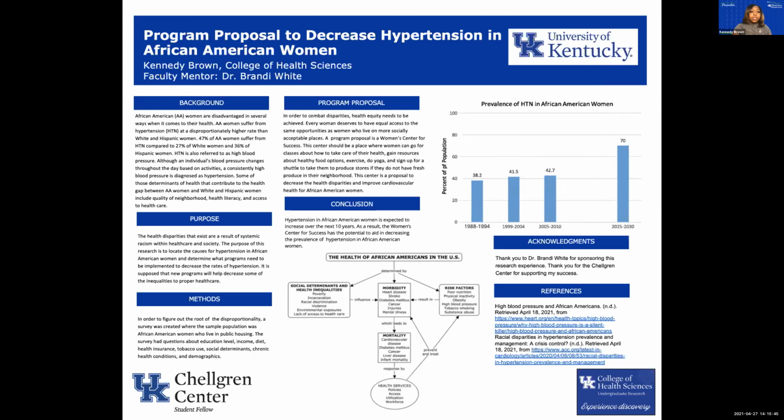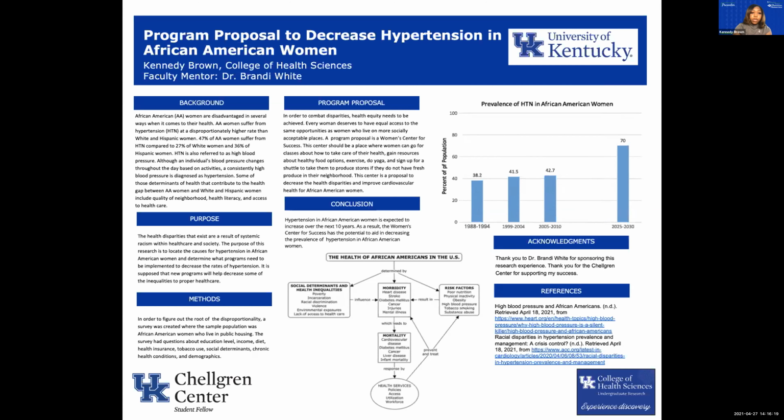So like I said, the purpose of this is really just to figure out what programs already exist to decrease the health disparities that exist and what programs need to be implemented to curb those health disparities. And so in terms of the methods, I created a survey that asked women who lived in public housing about their diet, and also it was on the survey about demographics and other factors that would contribute to them having high blood pressure, also known as hypertension.